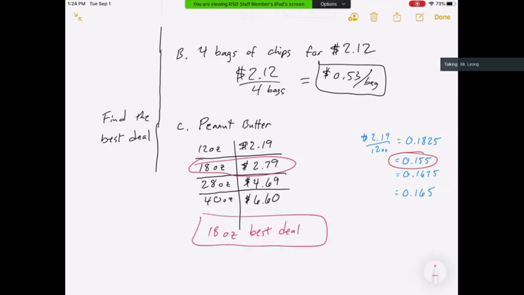Now, you might say, well, Mr. Leon, I want more peanut butter. Well, think about it this way. Instead of buying a 40 ounce, you could buy 2 of the 18 ounces, right? 36 ounces. And it'd be cheaper than if you bought it the other way. So that's what we're talking about here.